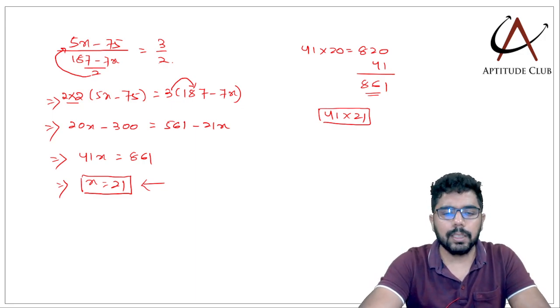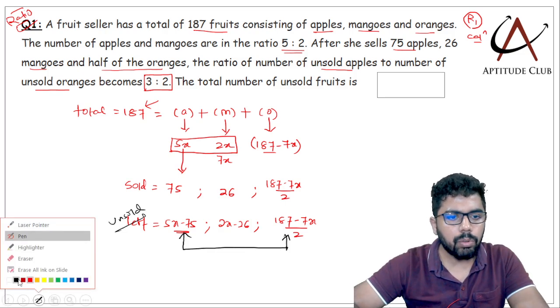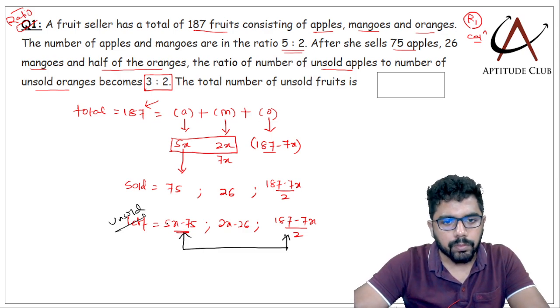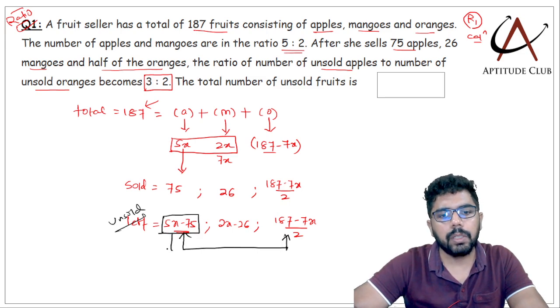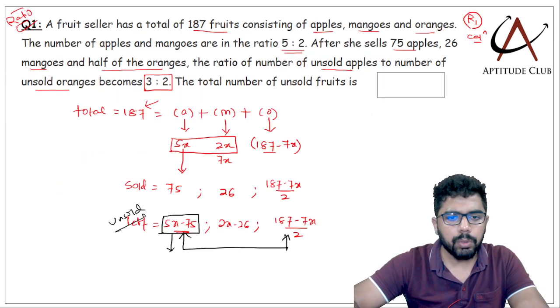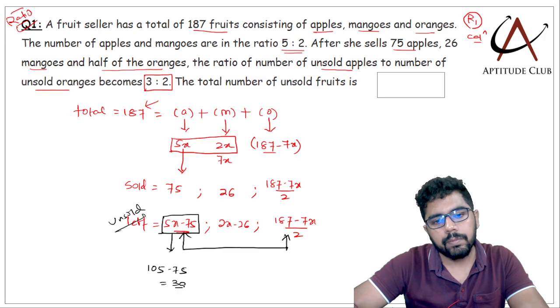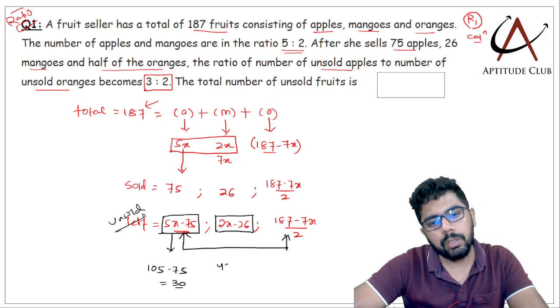Now once we get x, let's see what the question is asking. It is saying the total number of unsold fruits. Total number of unsold fruits, if you see, we can calculate it from here. X I have got as 21. Just put it here. 5 times 21 is 105 minus 75. I get 30. And here it is 2 times 21, 42 minus 26. I get 16.